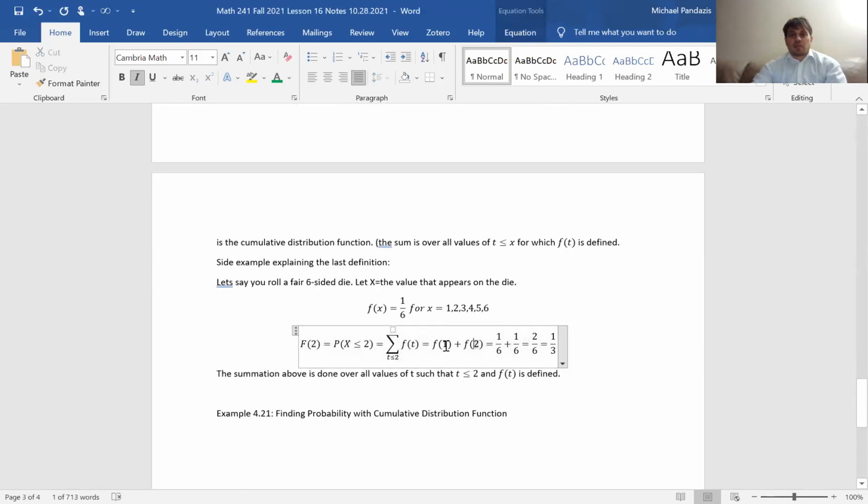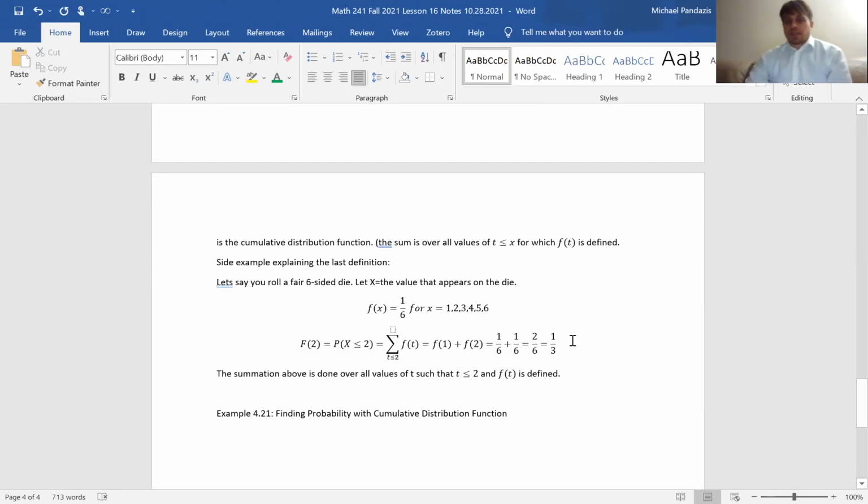You're just adding all the probabilities for each t at most 2, because you're finding capital F of 2. If this is capital F of 3, this would be replaced with a 3, and you do f of 1 plus f of 2 plus f of 3, because f is only defined on values 1, 2, 3, 4, 5, and 6 in this experiment.